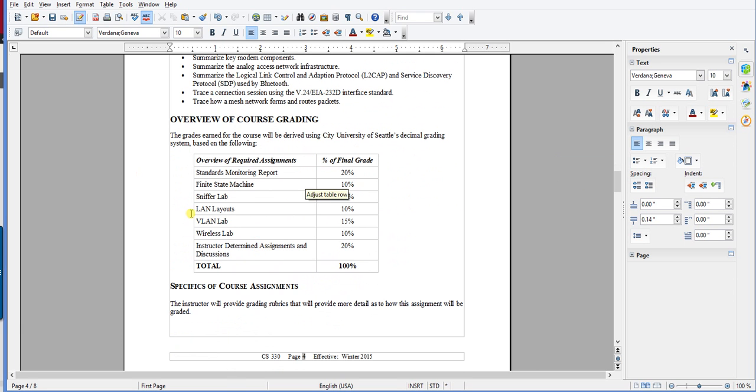Okay. So anyway, overview of the course grading. This is pretty straightforward. There's a wireless lab, a VLAN lab, LAN layout, sniffer lab. Probably we'll use Wireshark here. We might use Wireshark for the wireless sniffer lab too. We might take a look at that.